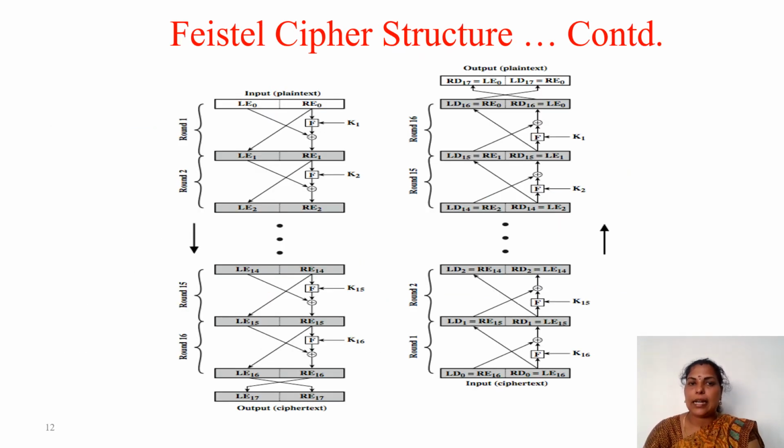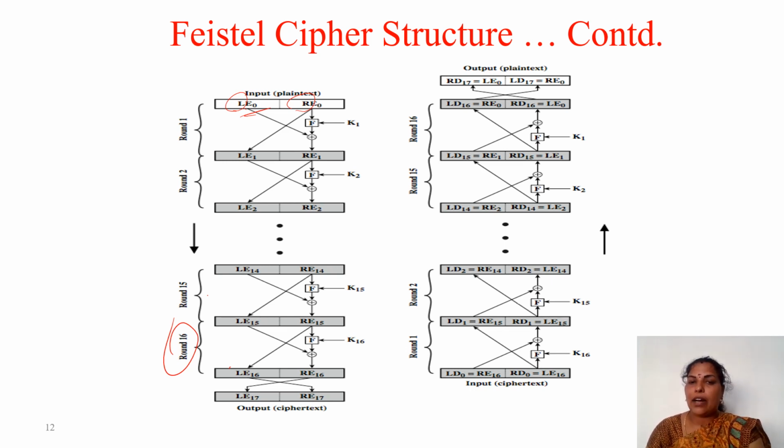This is the pictorial representation of the Feistel cipher structure. Here you can see that in total we have 16 rounds, and in each and every round the same operation is performed. Let us see one round. First, the plaintext is divided into a left half and a right half. Here L stands for left, R stands for right, and E stands for encryption, from encryption 0 up to encryption 16. Initially we have encryption 0.